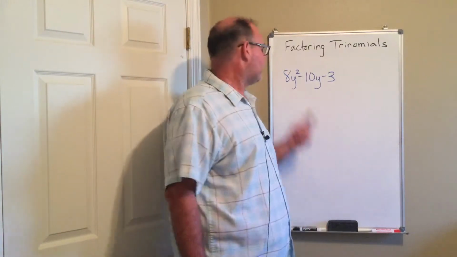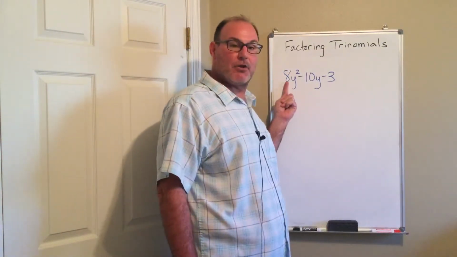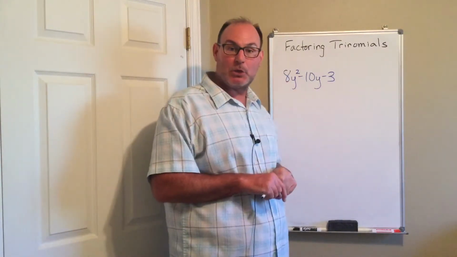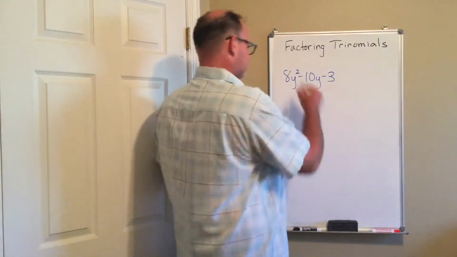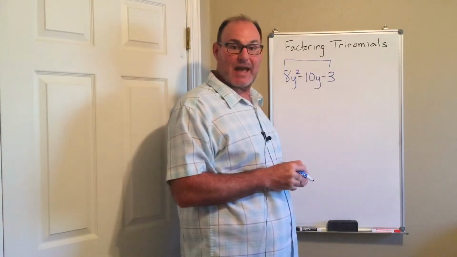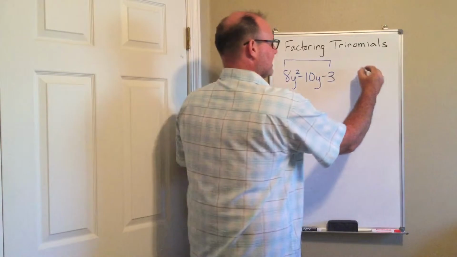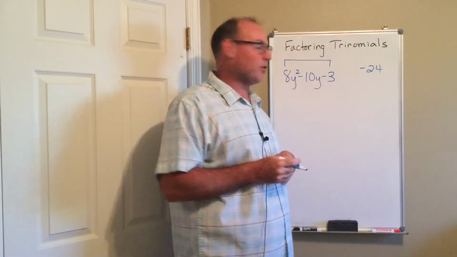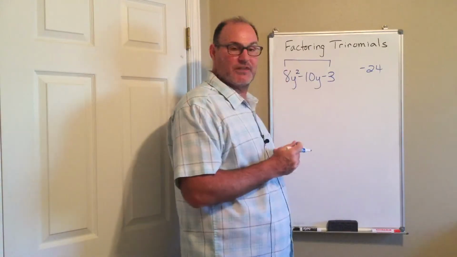Here's another trinomial that has a number other than 1 in front of the squared term. So once again, I'm going to employ what is called the AC method. I'm going to multiply the coefficient of the first term times the last term. 8 times -3 is -24.